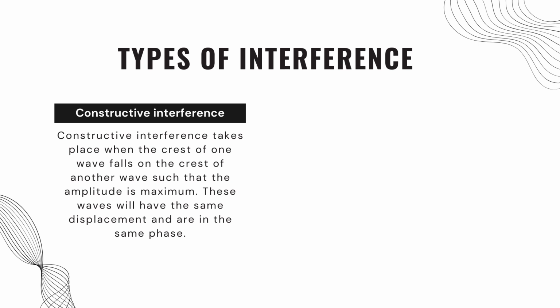Time to study types of interference. There are two main types of interference: constructive interference and destructive interference. Constructive interference: when two light waves meet in such a way that the crests, the high points, of one wave align with the crests of the other, their amplitudes, the strength, add up. Think of it like two friends lifting something together, working in sync, they can lift more.